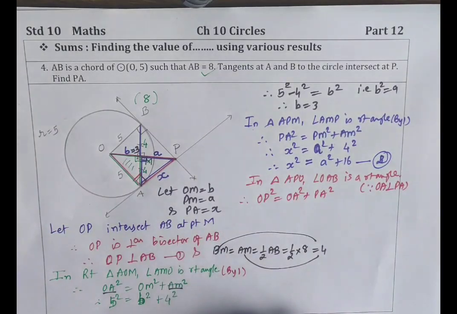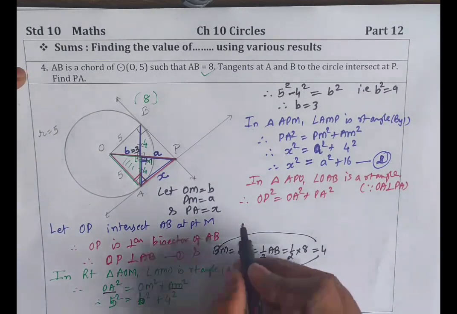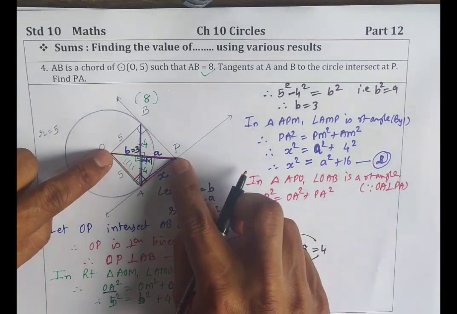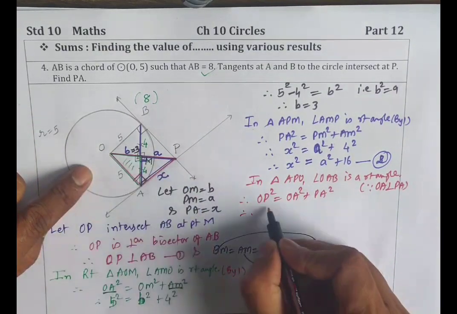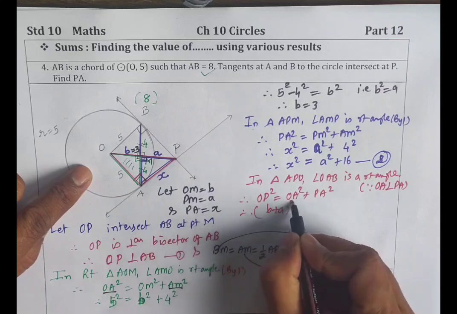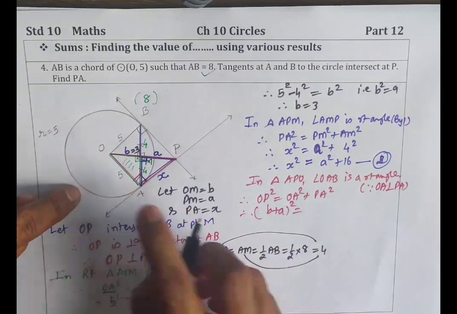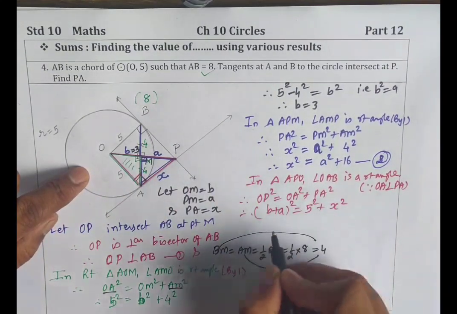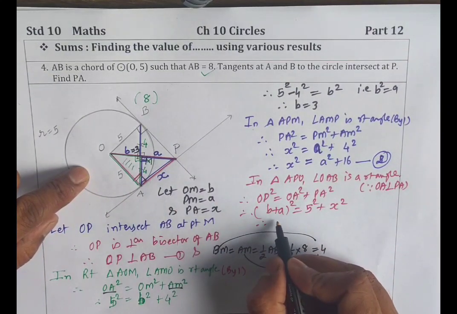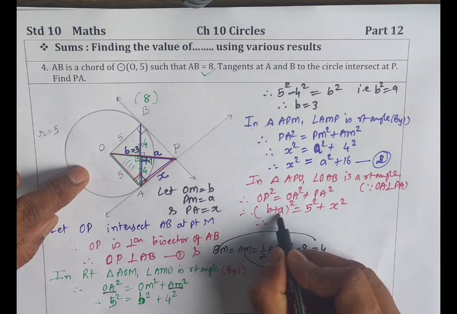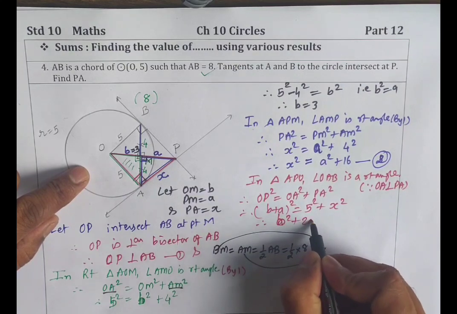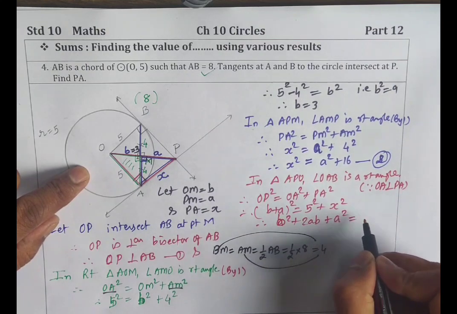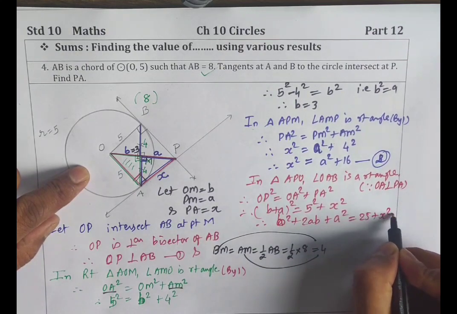Okay, this time I am going to carefully substitute all the values. No making mistakes and no scribbling. OP, that is B plus A. Correct? Whole square. OA, that is 5 square. PA, that is X square. Okay. You can expand this. B square plus 2AB plus A square is equal to 25 plus X square.